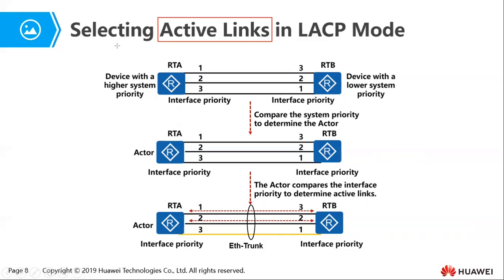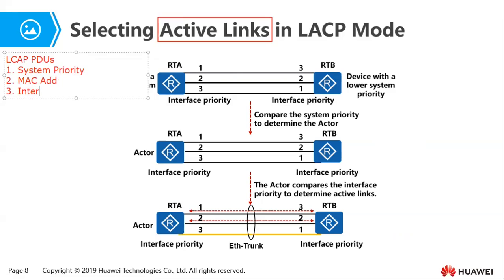Now, generally, when an Ethernet trunk is enabled with LACP mode, the two devices are going to exchange what we call LACP PDUs, protocol data units. These LACP PDUs are going to share certain information between the devices. One of the information they're going to share is the system priority. So what's your priority? You're also going to share your MAC address.